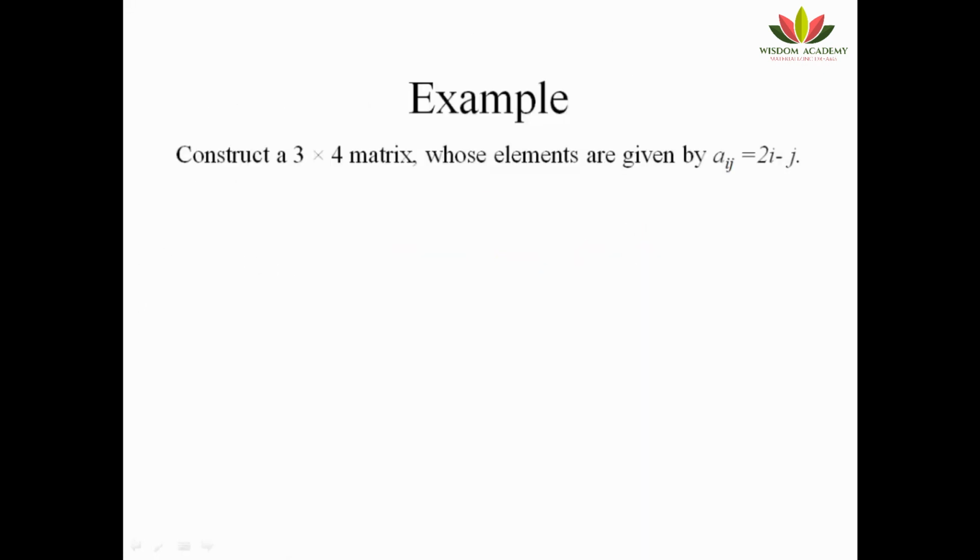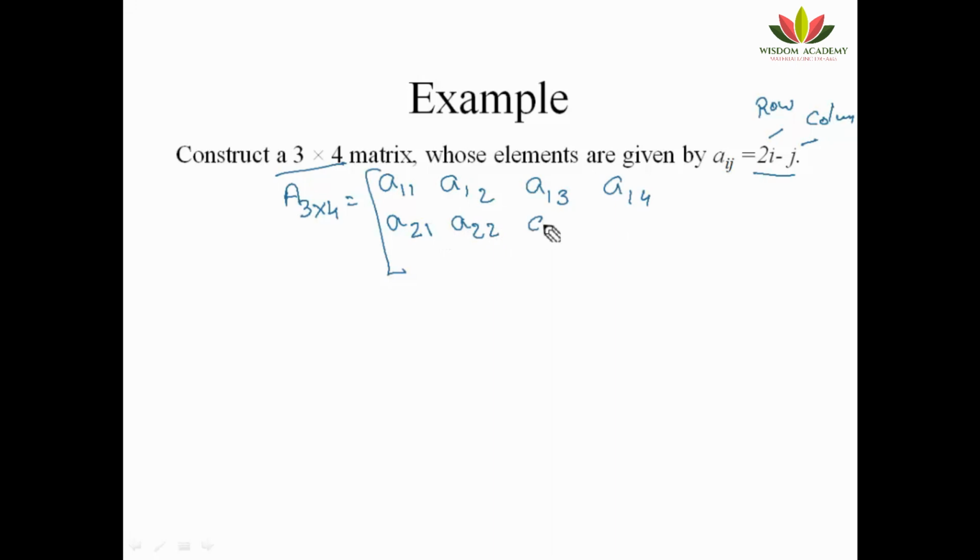Construct a 3 by 4 matrix whose elements are given by Aij is equal to 2i minus j. I already told you I is the row number and j is the column number, right? First we want to construct a matrix with 3 by 4. So I can write like this, A 3 by 4 will be equal to A11, A12, A13, and A14. I am stopping here because it has only a maximum of 4 columns. Similarly, here A21, A22, A23, A24. Then A31, A32, A33 and A34. I can stop. Why? Because I have 3 rows and 4 columns, right?